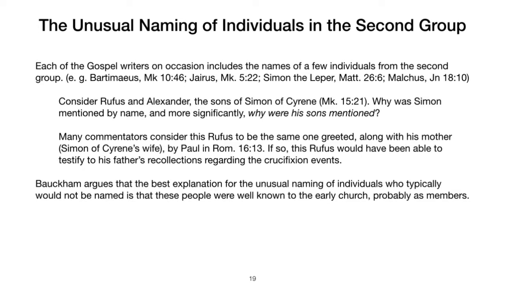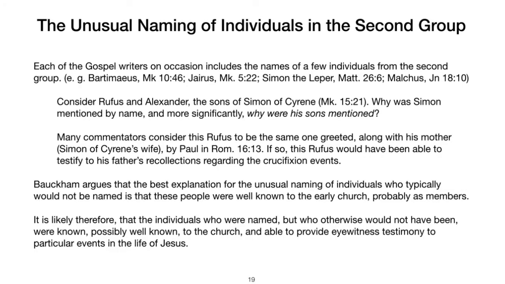So what Bauckham is pointing out here, what he's arguing, is that the best explanation for this kind of unusual naming of people in this second group that typically wouldn't be named, is that the church to whom the various gospel writers are writing knew these people by name. Right? They knew Malchus. They knew Simon. They knew Simon's sons. Right? And so the reason the names are given is because it's a way of saying to the people that Mark or Matthew or Luke or John are writing to, you know this person. If you want to know if this story is true, if you want the background information on this story that I'm telling you, you can go talk to them, because we know who they are. We have their names, and you know them.